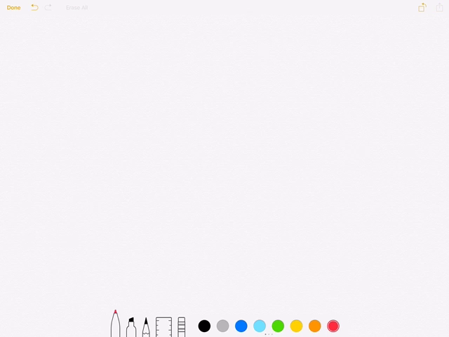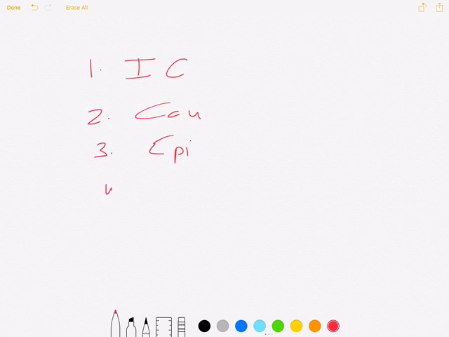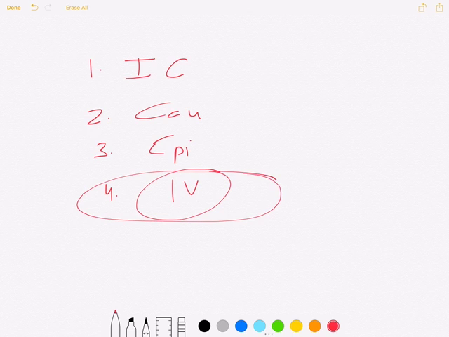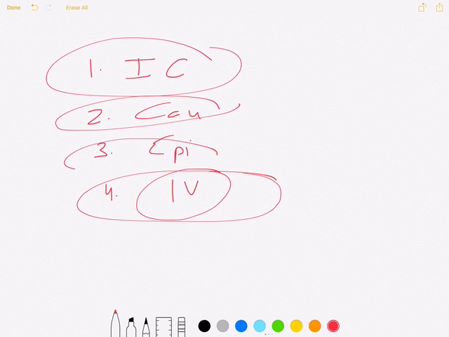So if I ask you a question, same dose of local anesthetic injected through intercostal, caudal, epidural, and IV, what would have the most deleterious effect, or can have, or may have, or might have? IV, then intercostal, then caudal, then epidural.